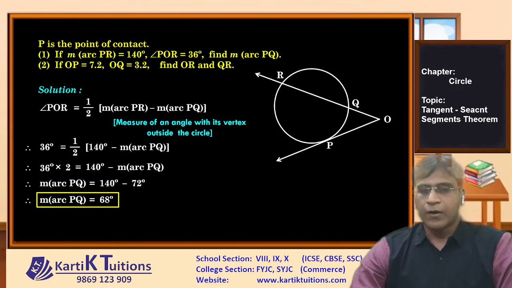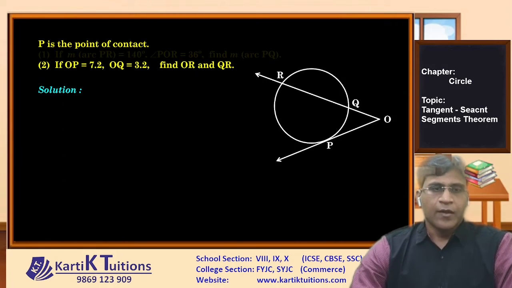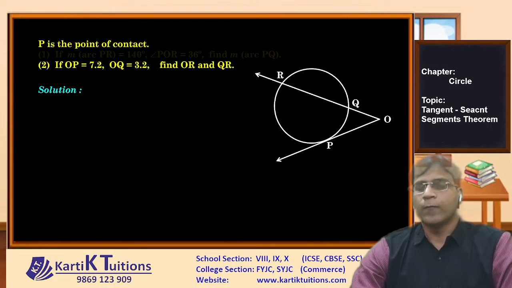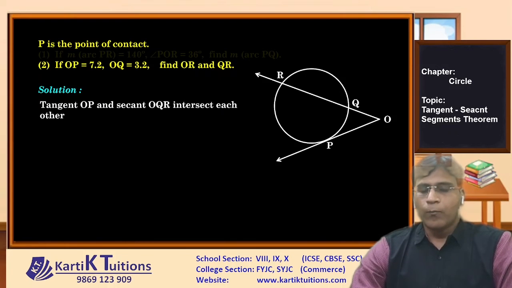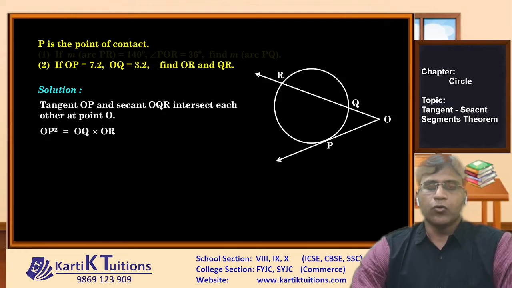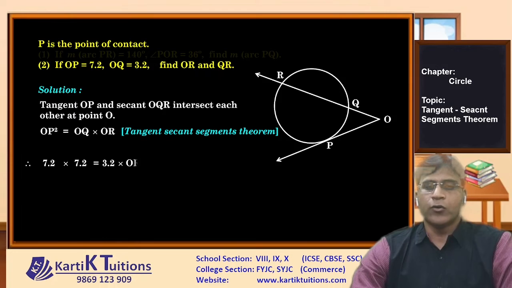So we have finished the first part of the sum. Now let's move to the second part. If OP is 7.2, OQ is 3.2, find OR and QR. Now see, here they are talking about the length of the segment. So the concept will be the tangent secant segments theorem. Now let's start. Here OP is 7.2, OQ is 3.2. So basically I get OP square is equal to OQ into OR, and the reason is what? Tangent secant segments theorem.